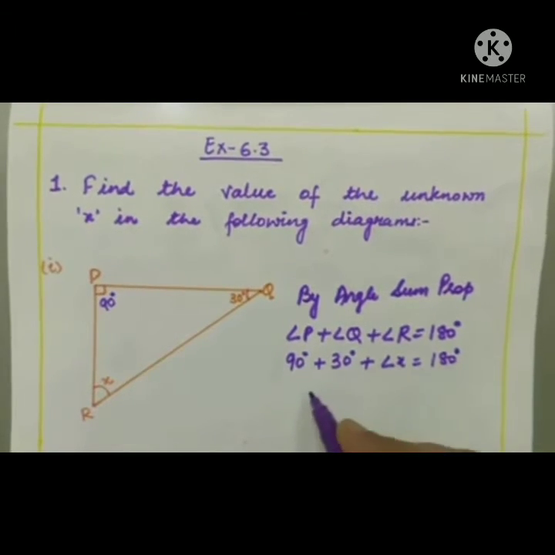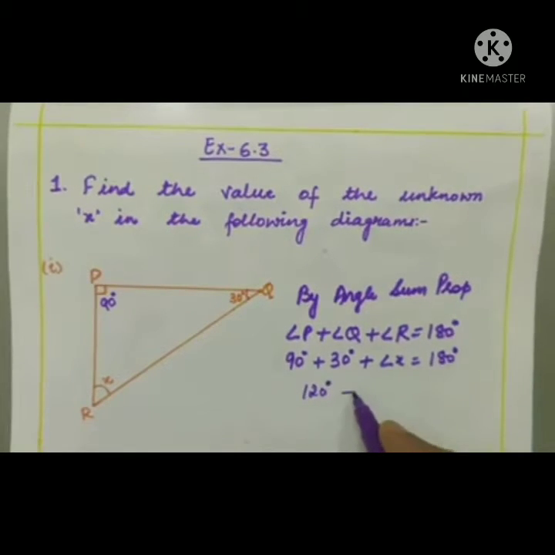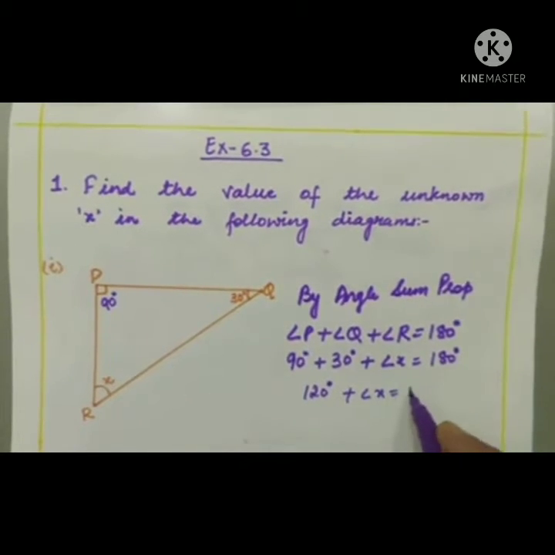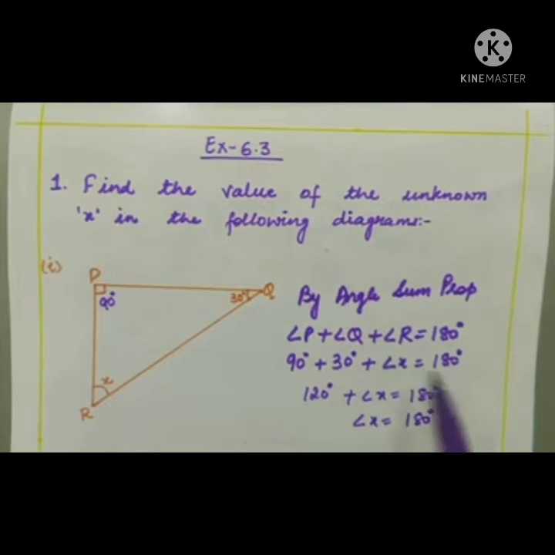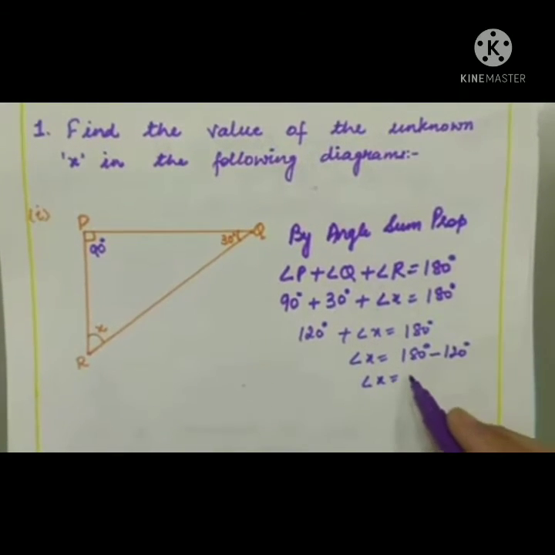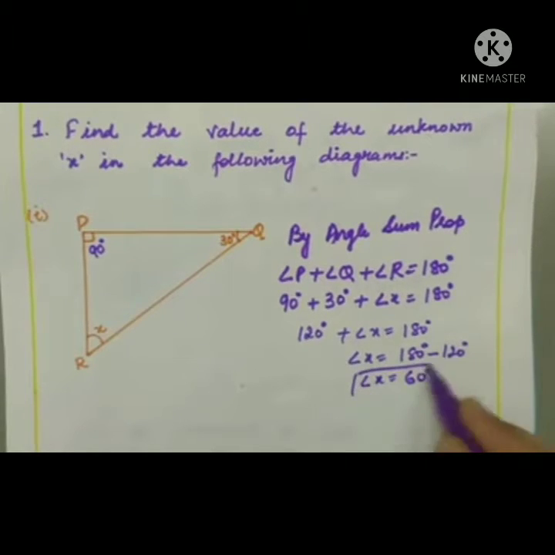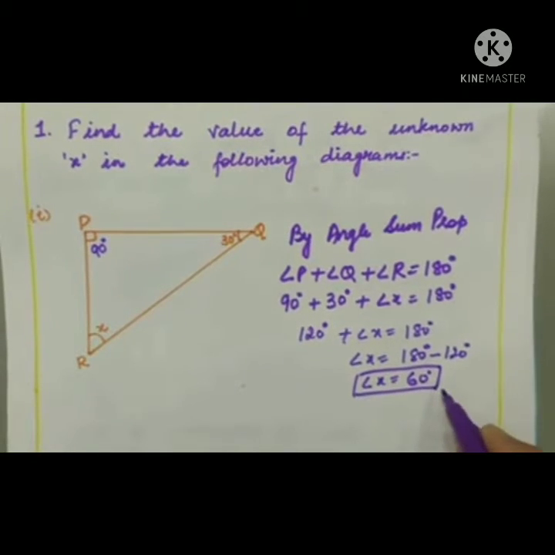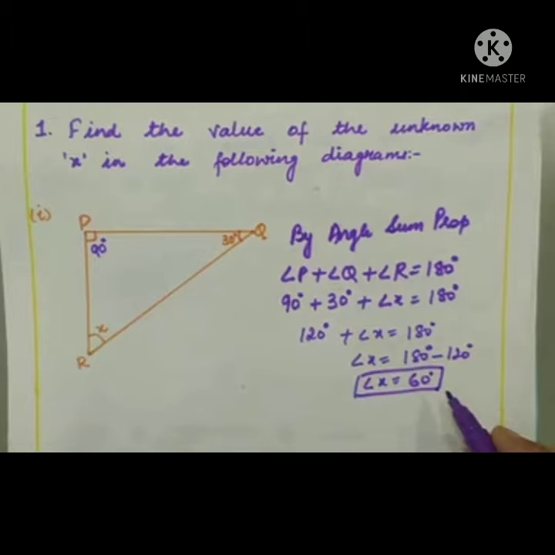90 plus 30 is 120 degrees, plus angle x is equal to 180 degrees. We transpose the 120 to the right side, it becomes minus 120 degrees. So the value of x will be 180 minus 120, which is equal to 60 degrees. So this is the value of angle x.